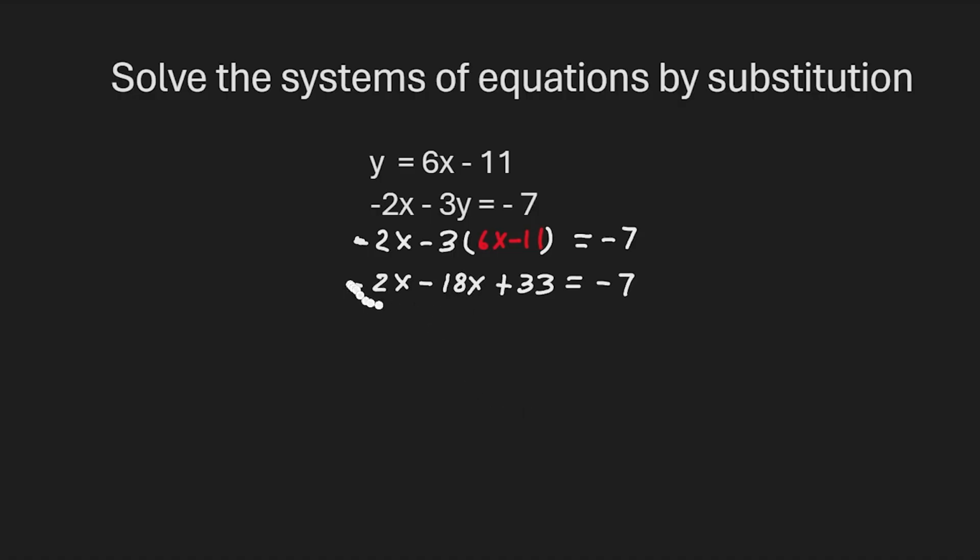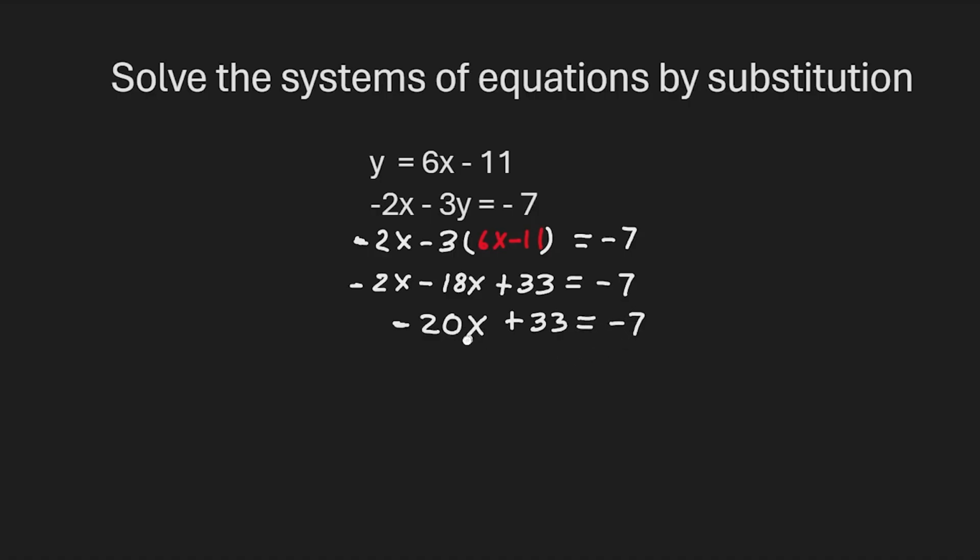Next step, we're going to combine like terms. So can you see that both of them are negative? So nothing cancels. So we're just going to add it up and keep the sign. That's how you get negative 20x. Bring down the plus 33, and all of that equals negative 7.